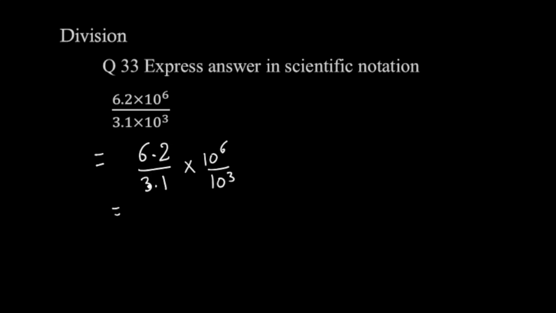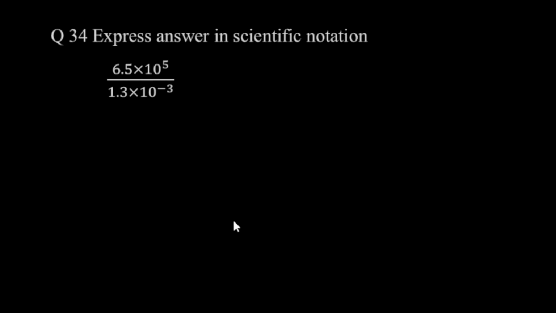6.2 divided by 3.1 is 2. Multiply the power 3, which is positive on the denominator. If we move it to the numerator, it is going to be negative. 10 to the power 6 minus 3. 2 multiply 10 to the power 6 minus 3, that is 3. This is the answer. Now move to another question.